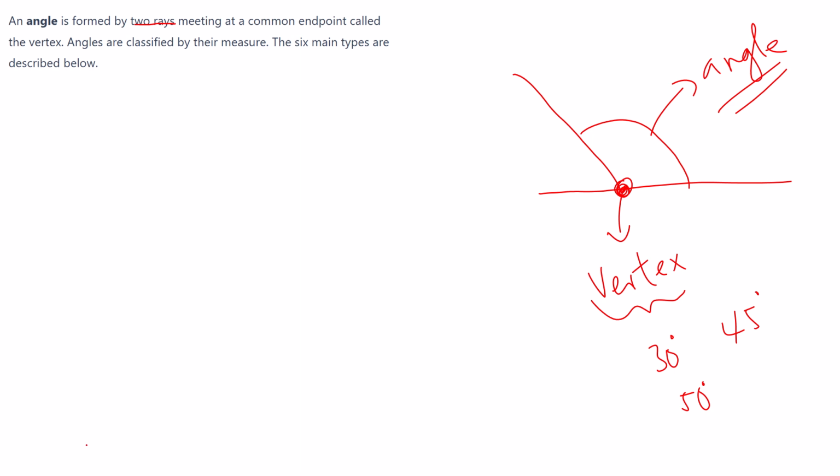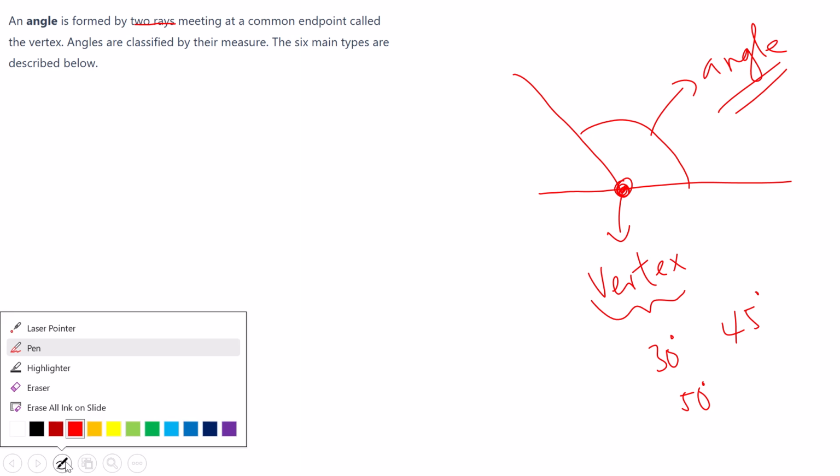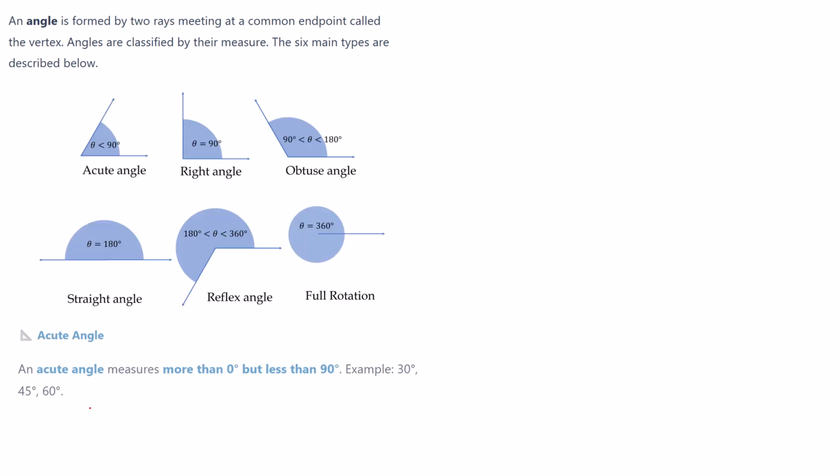Now we can start by looking at the six main types of angles. With the six main types of angles, we will start with the acute angles. So an acute angle is an angle that has a measure of more than 0 degree, but it is less than 90 degree. Okay, so any angle that is more than 0 and less than 90 is said to be an acute angle, and this is how it looks like. Examples, we have 30 degree, 45 degree, 60 degree, and so on.